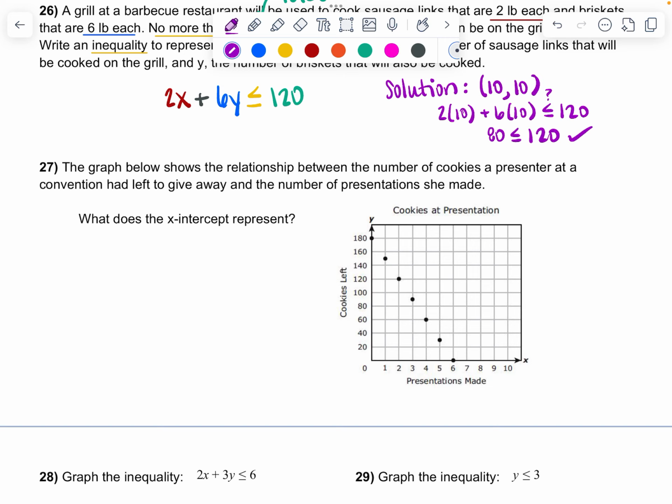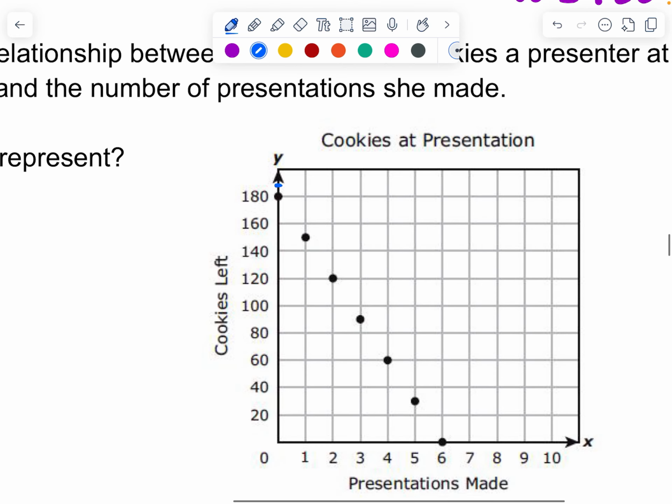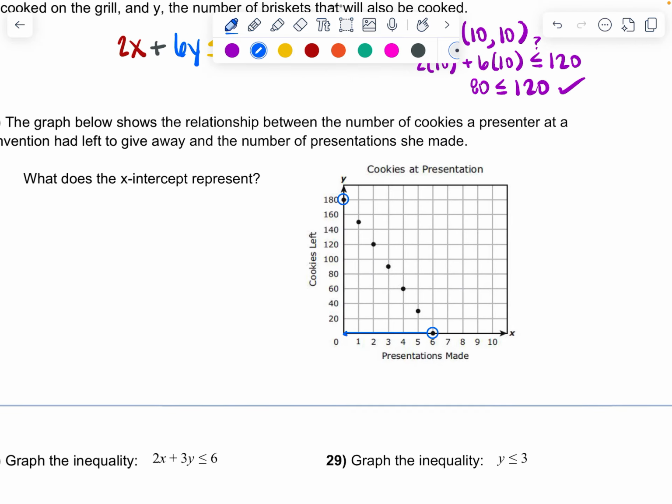All right, number 27, the graph below shows the relationship between the number of cookies a presenter at a conference had left to give away, and the number of presentations she made. So, interpreting this graph, she started with 180 cookies, and she gave some away at every presentation. And then down here is when she ran out of cookies, because that's her 0, looking over here at the 0 for the cookies left.